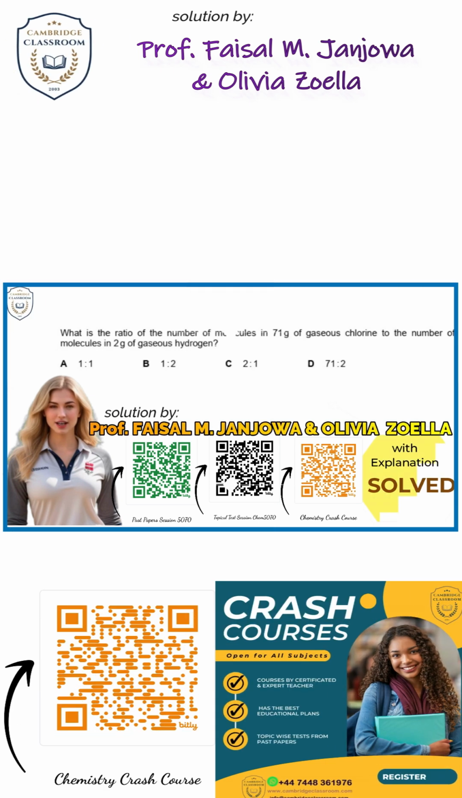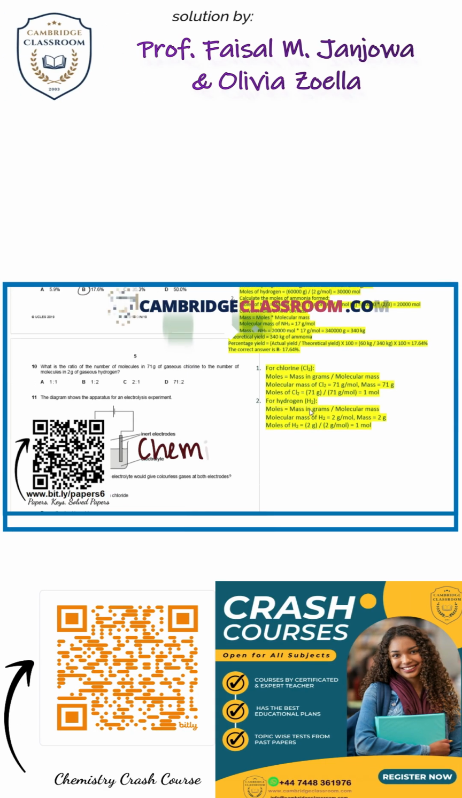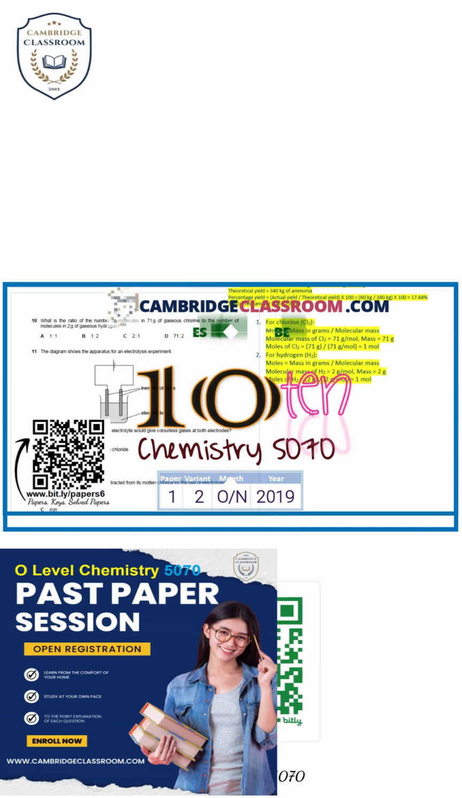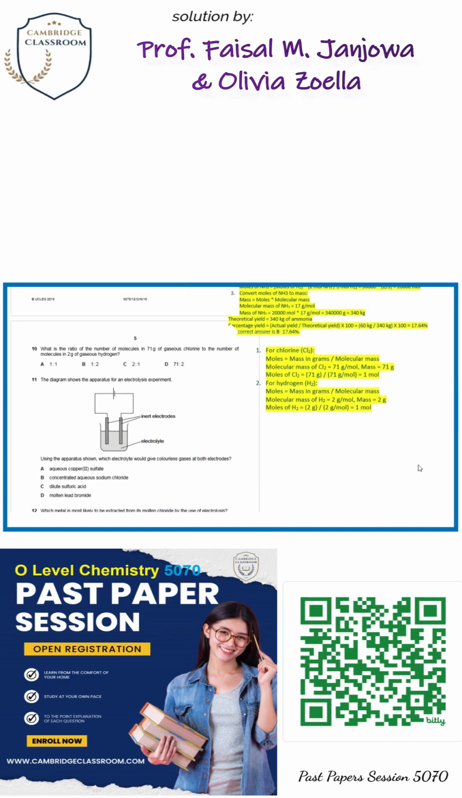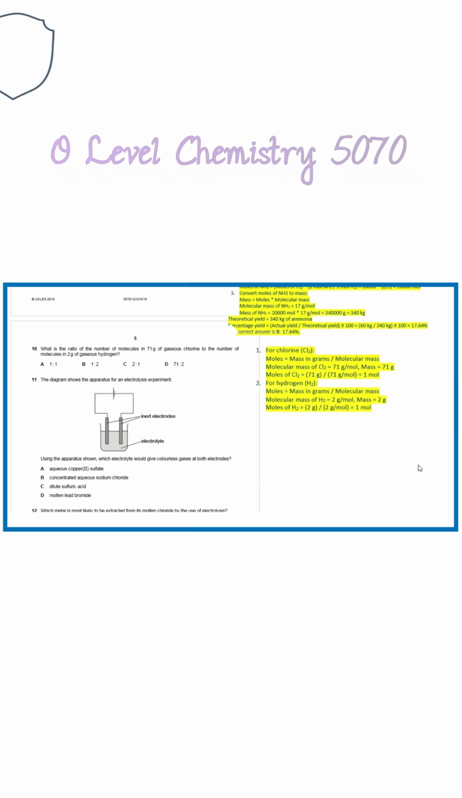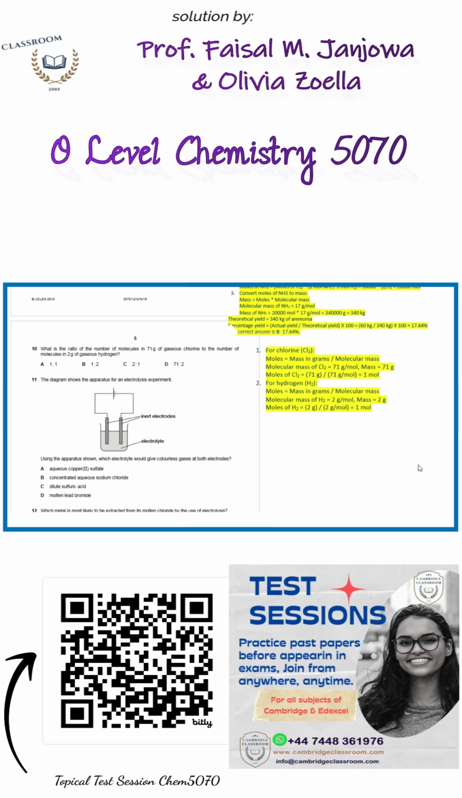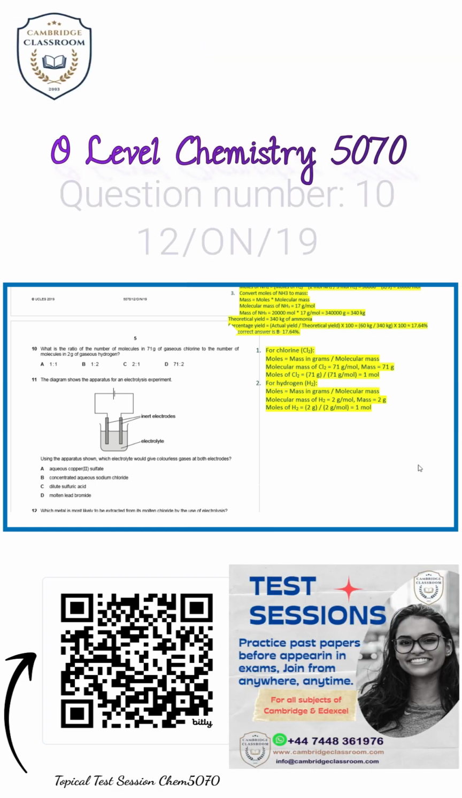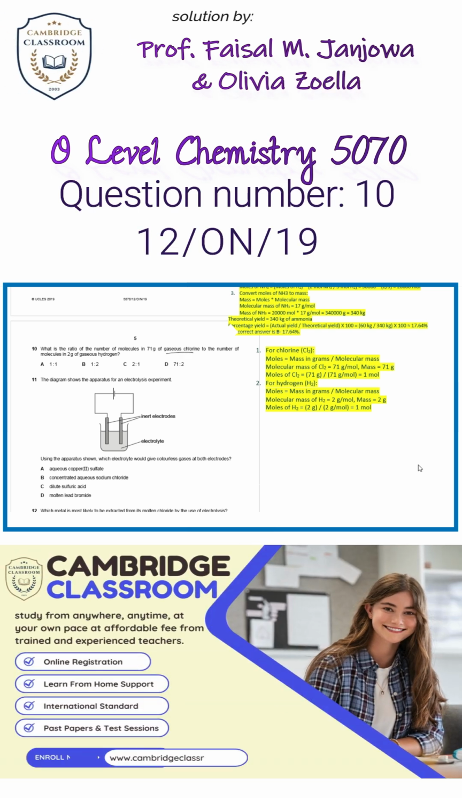Let's solve this question now. Question 10. What is the ratio of the number of molecules in 71 g of gaseous chlorine to the number of molecules in 2 g of gaseous hydrogen? In this case, we need to remember that the same number of moles means the same number of molecules. Let's calculate the moles of chlorine and hydrogen.